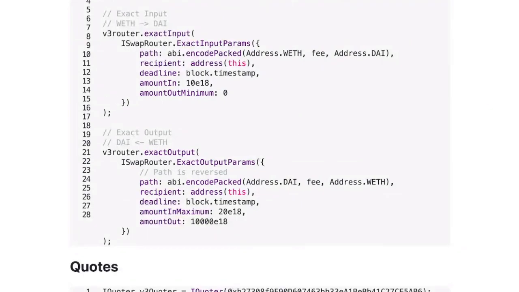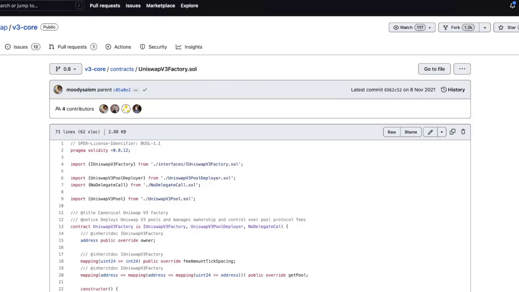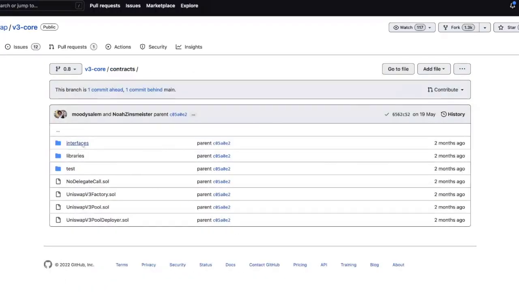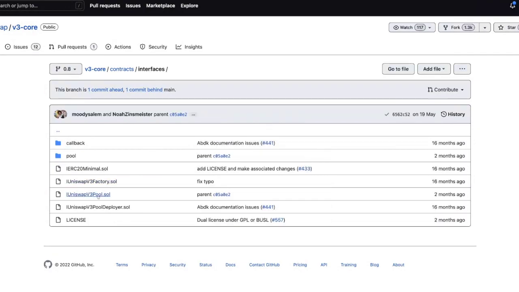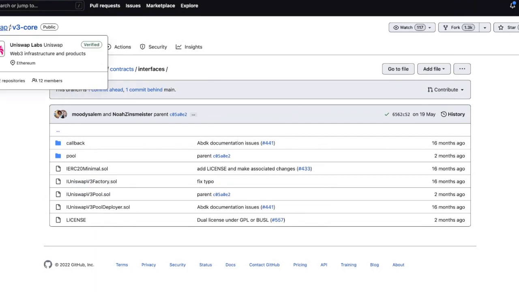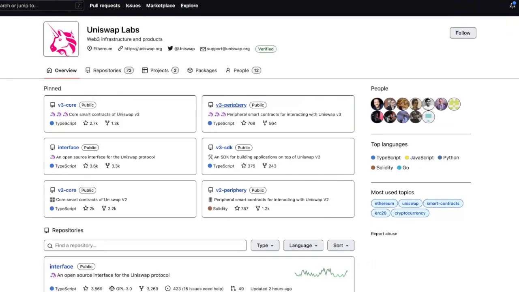And where are those params defined? I'm not sure exactly where. They'll probably be in an interface, I assume. Oh, it's in periphery, not in core. Right. Yeah, I think you're right. Let's go to periphery.